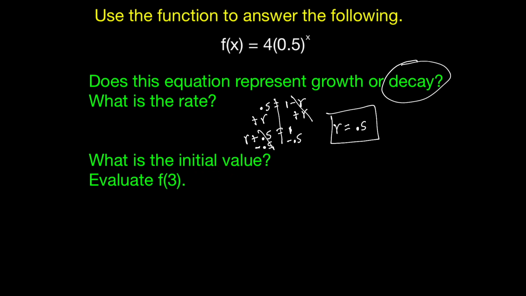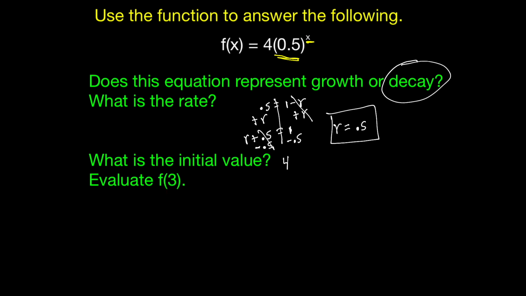What is the initial value? The initial value is going to be the quantity that's in front of the exponential part. So here I have my base of 0.5, I have my exponent of x. So the initial value is going to be the quantity that's in front. That's going to be this 4.